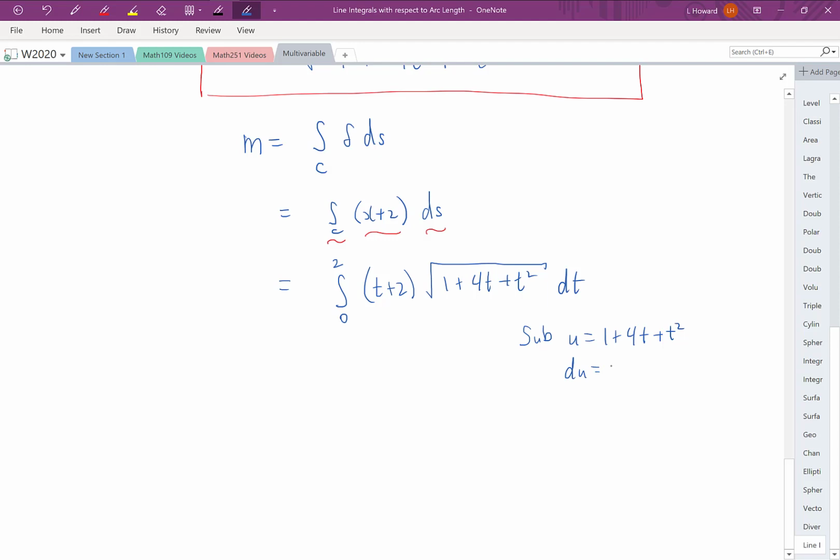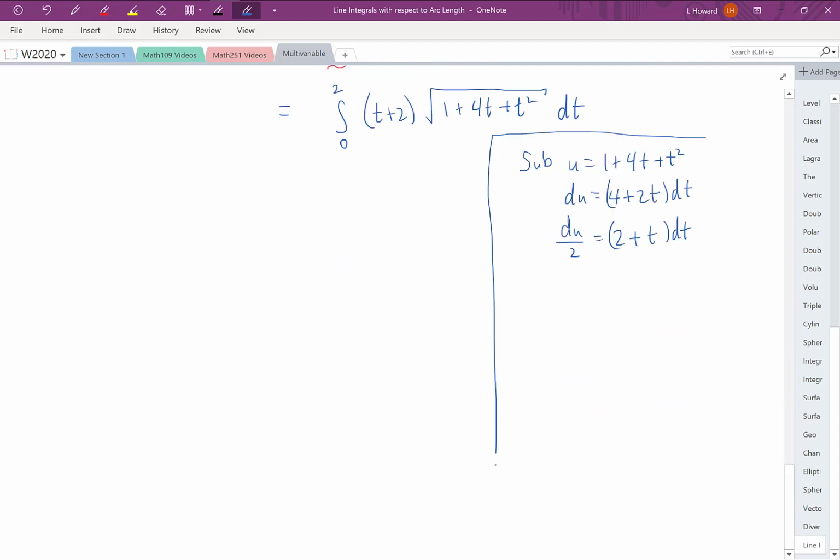That would make du equal to 4 plus 2t times dt, and that means that du over 2 is equal to 2 plus t times dt. So for the sake of our substitution, let's say we're trying to compute the indefinite integral of t plus 2 times this root times dt. And we're going to say, well, that's the same thing as integrating root u, and then the t plus 2 times the dt we said is the same thing as du over 2. So let's write this as 1/2 the integral of root u du.